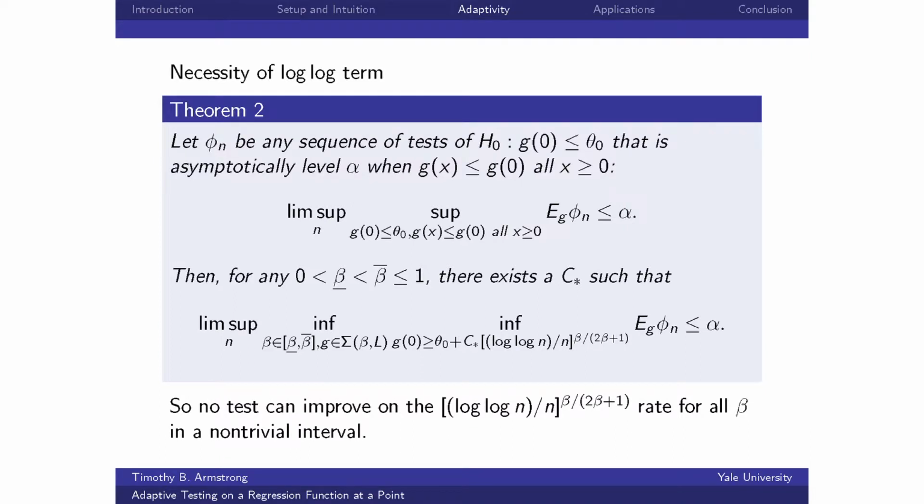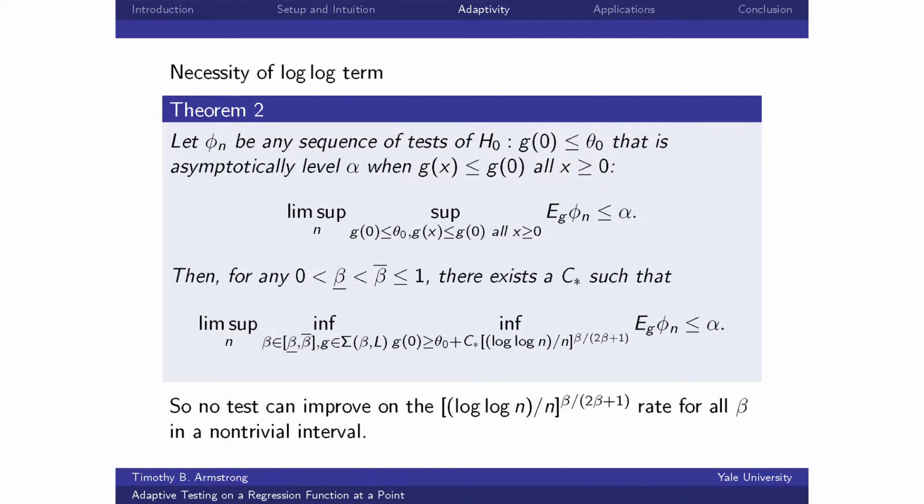If we take any non-trivial interval between 0 and 1, so take a beta lower bar strictly less than beta upper bar less than or equal to 1, and then we take that test and ask how well it does when we scale by this rate that we achieved before, log n over n to the beta over 2 beta plus 1. Well, there exists a constant greater than 0 such that relative to that rate, for one of those values of beta in this interval, you're going to have trivial power, asymptotically the same as the size.